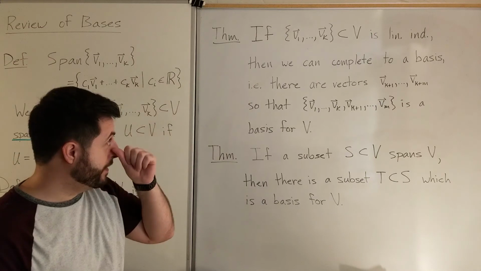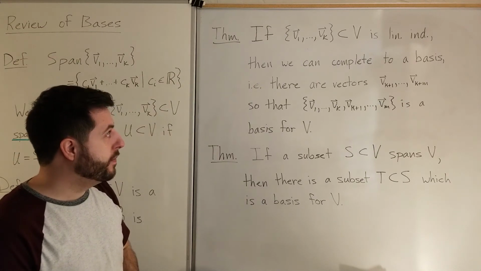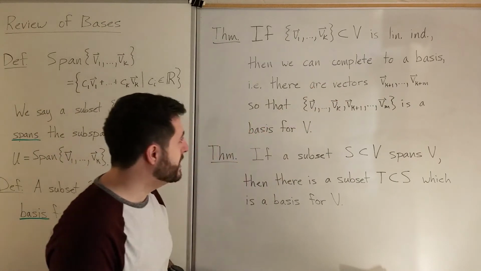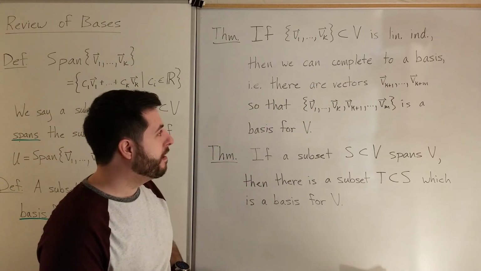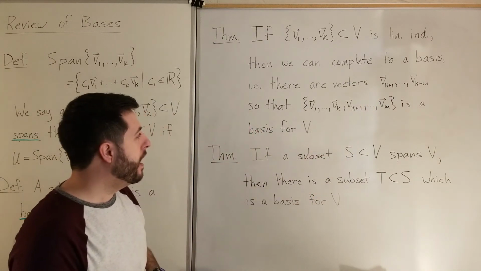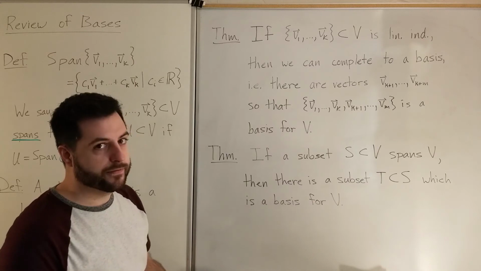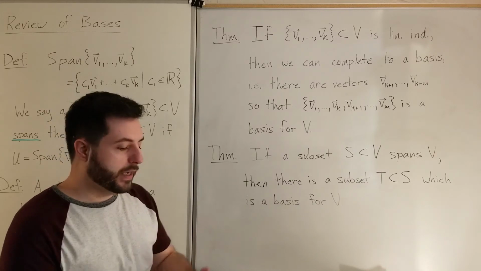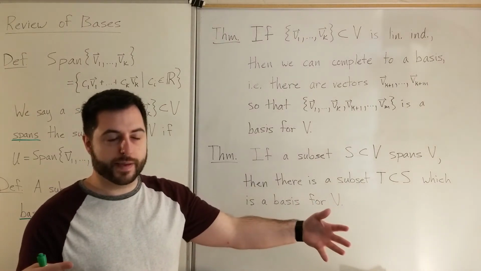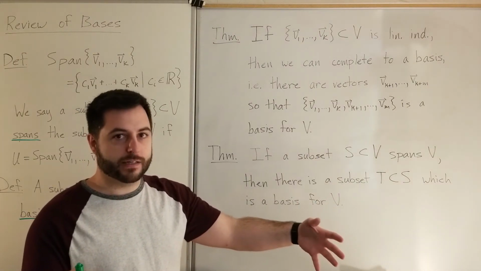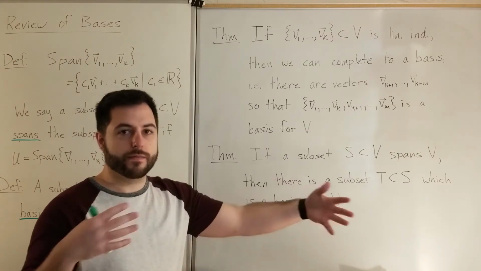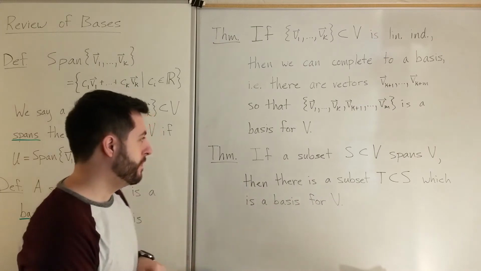If we have a subset of V which is linearly independent, then we can complete to a basis. So complete to a basis means that there are some extra vectors we could add to this set onto the end so that we get a basis for V. Okay, so if we have something that's linearly independent but it's not big enough to span the whole space, then we can find vectors, they have to exist, to add on to the set so that we eventually get to a basis. Okay.